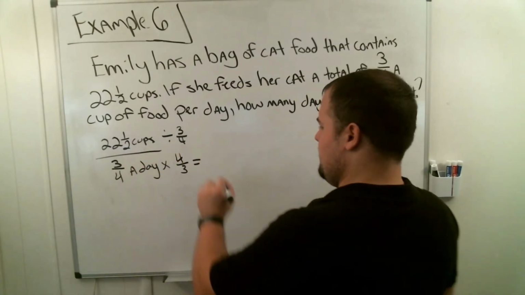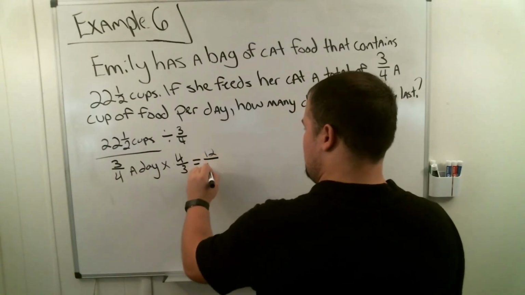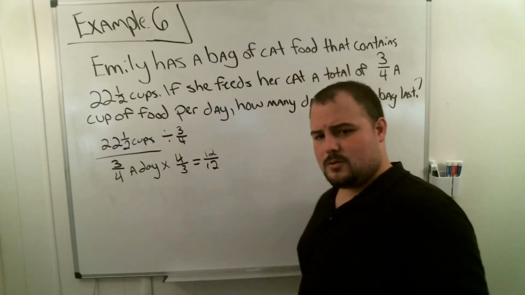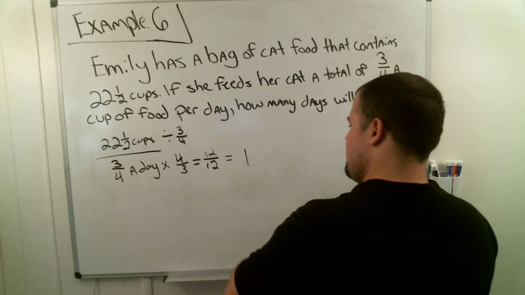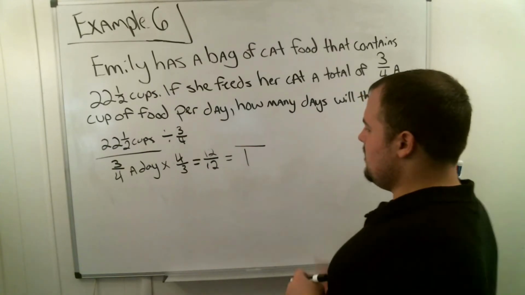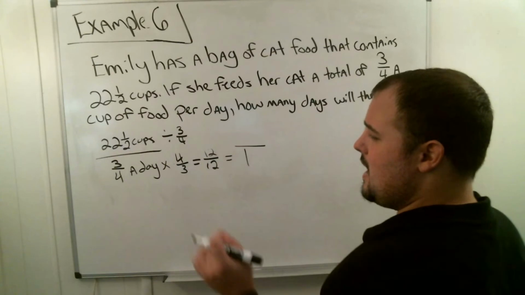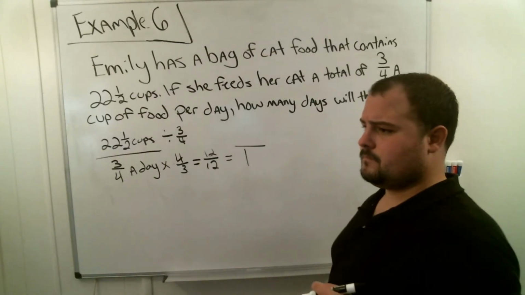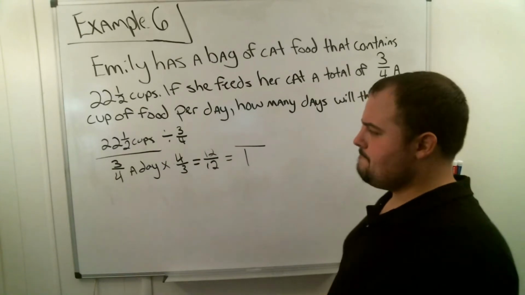3 times 4, that's 12. 4 times 3, that's 12. And 12 divided by 12 is 1. Alright, so we got 1 on the bottom. Now, we have 22.5 divided by 3/4. So we need to change that as well.